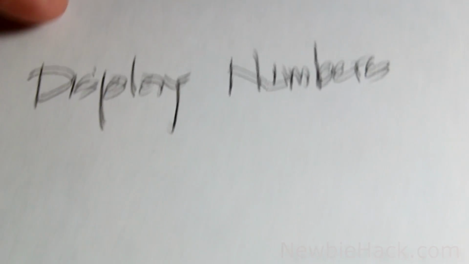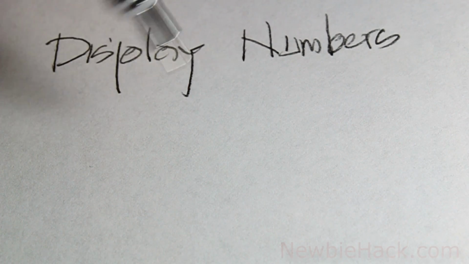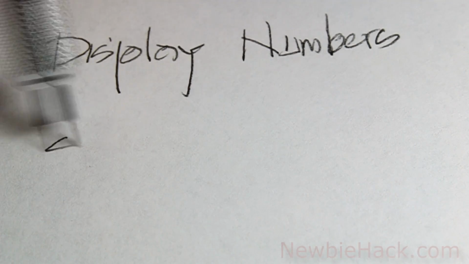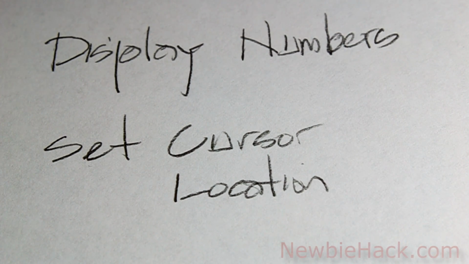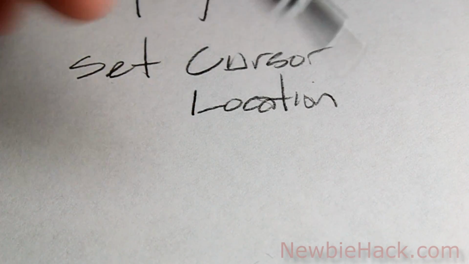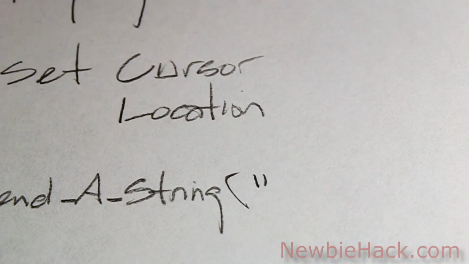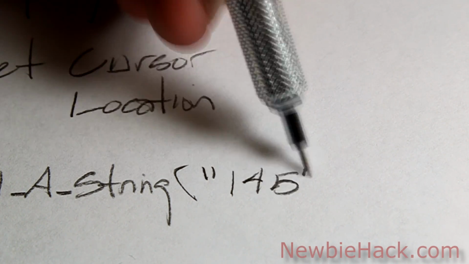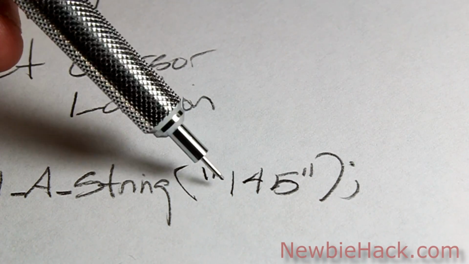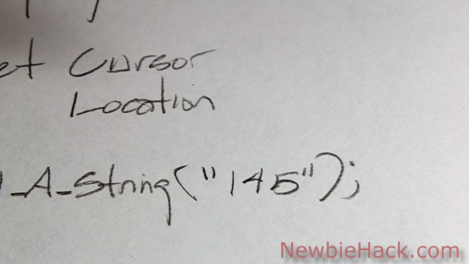In this video, we're going to add two final functions. One to display numbers, and another to display numbers or text in a particular location. You may be thinking that we can already display numbers just by sending a string to the LCD with the string and the quotes with the number inside, let's say 145. And that's pretty simple. You can just display the string of 145 on the display and it'll display.